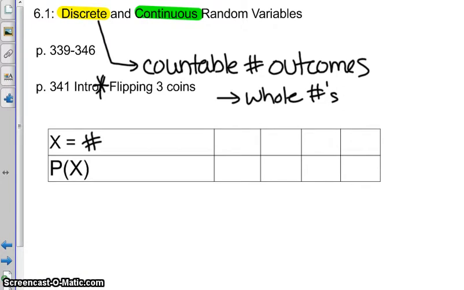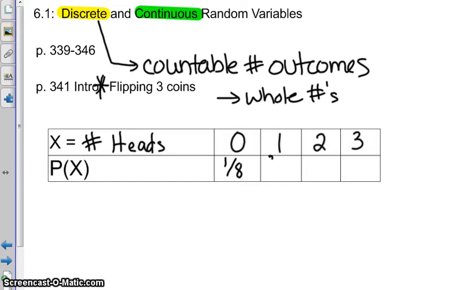So maybe when I flip these coins, I'm concerned about the number of times heads comes up. It may happen that none of the times heads come up. I may get one of the coins to be heads, or two of the three, or maybe all three. So we're going to talk about our random variables in terms of a number of something. And then we're going to build a probability distribution, simply our table, and we'll use that to answer a number of questions.